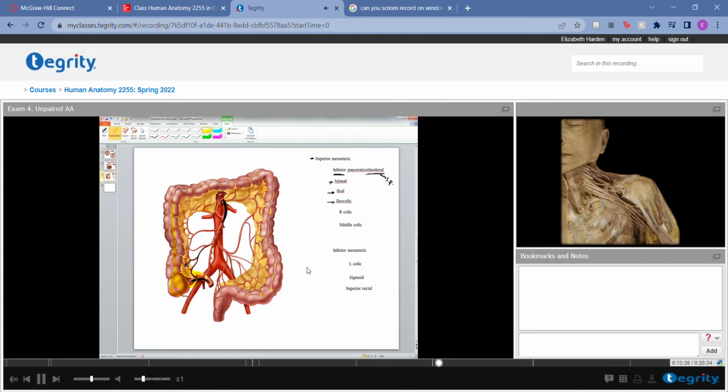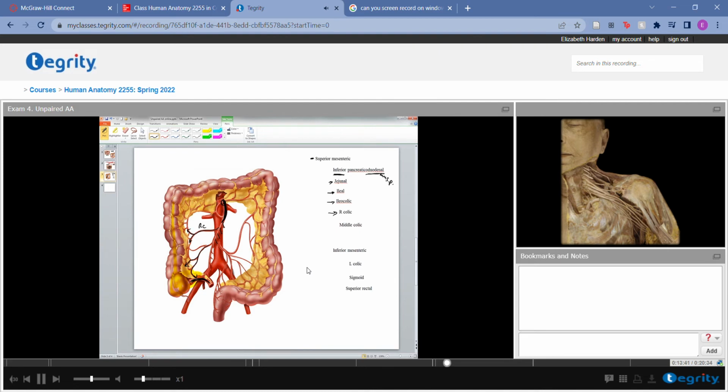So basically the arteries, that's the right side of the colon, so the arteries that supply that are just simply going to be called right colic. And if you look here, you can see this bad boy coming off. It's got some multiple branches here. That is going to be our right colic artery.